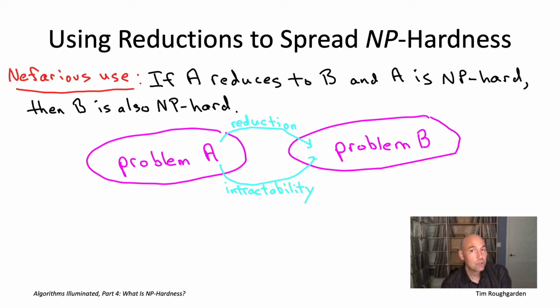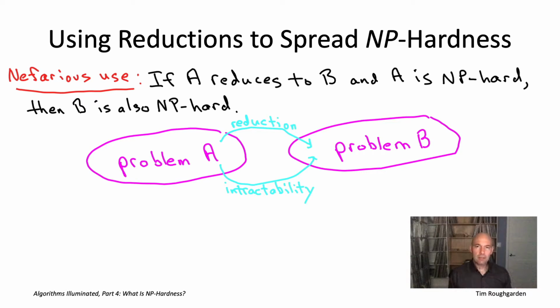Because A reduces to B, you're going to automatically get a polynomial time algorithm for A. But A was NP-hard, so that would refute the P not equal to NP conjecture. So putting that together, a polynomial time algorithm for B would refute the P not equal to NP conjecture, so B itself must be NP-hard.